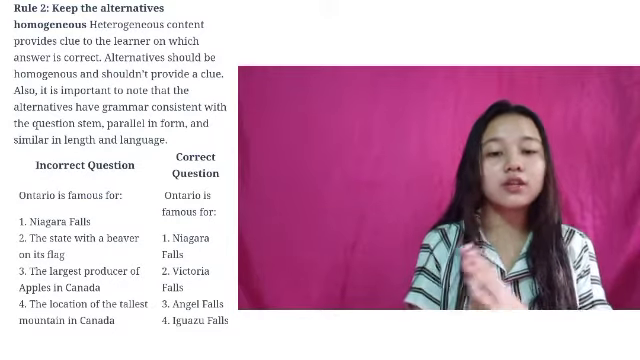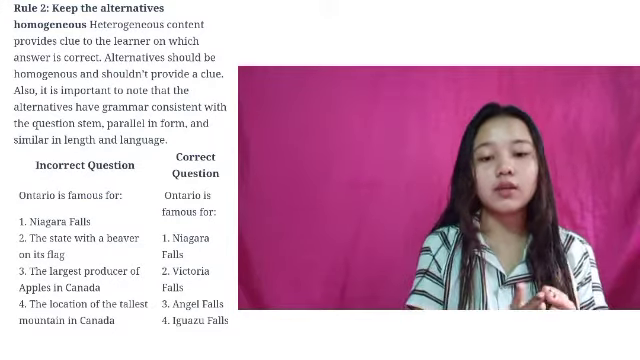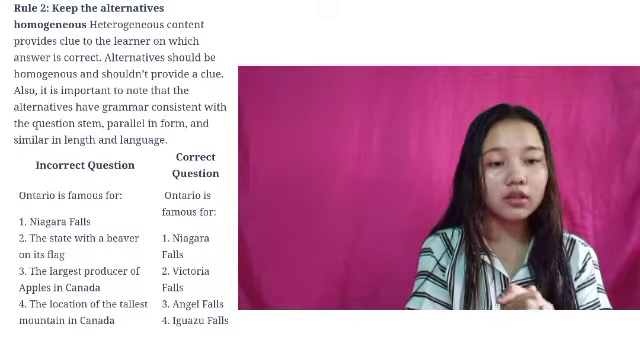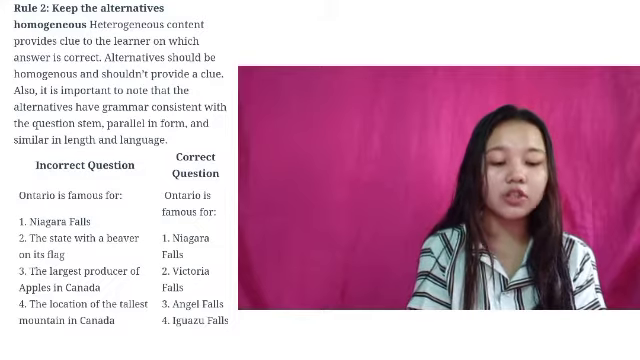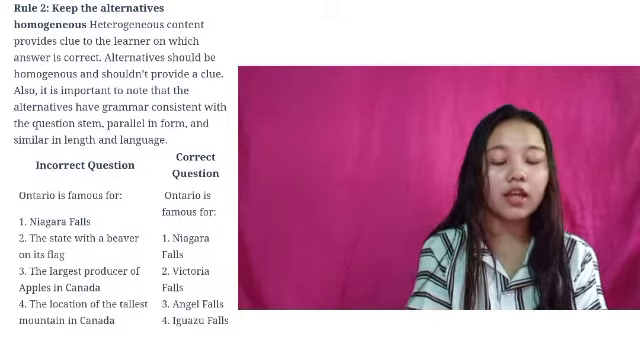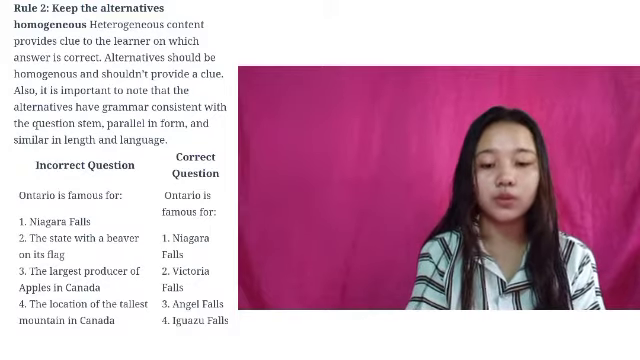So, in the incorrect question, like number 2, the state with a bear on its flag, it becomes heterogeneous. So, the options should be homogeneous, and it shouldn't provide a clue to which answer is correct.